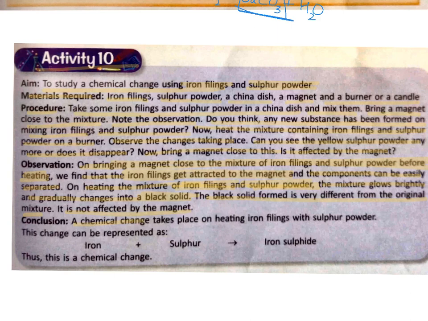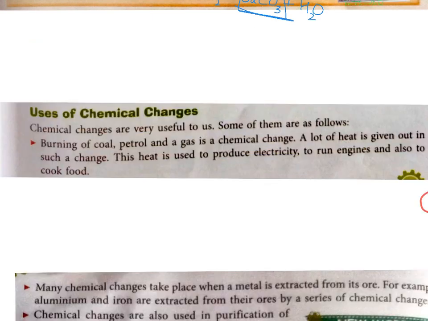Conclusion: a chemical change takes place on heating iron filings and sulfur powder. This change can be represented as iron, that is Fe, plus sulfur, that is S, forms iron sulfide, that is FeS. As a new substance, iron sulfide, is formed here, this is a chemical change.